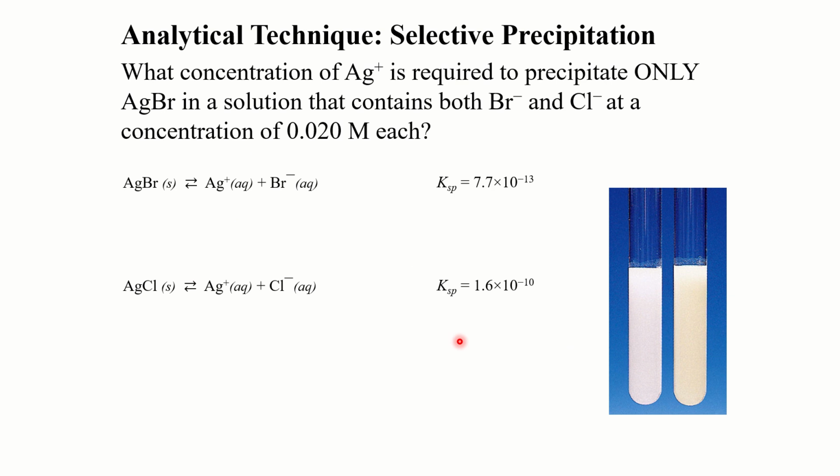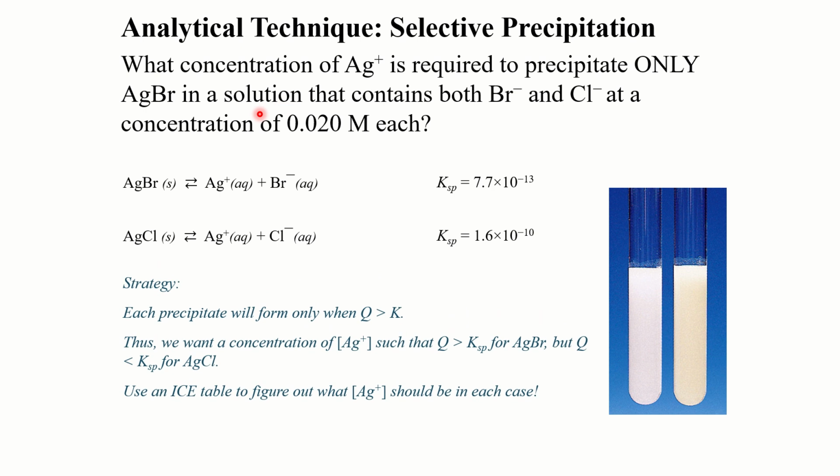All right. Now we're going to look at a similar problem. This is an analytical technique called selective precipitation. This question asks, what concentration of Ag+ is required to precipitate only AgBr in a solution that contains both Br- and Cl- at a concentration of 0.02 molar each?